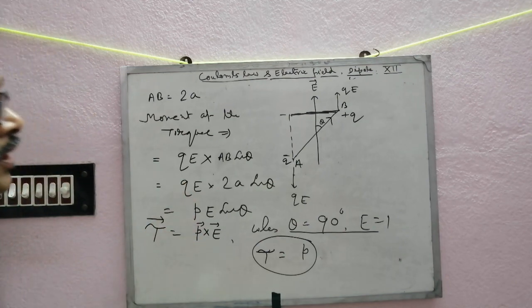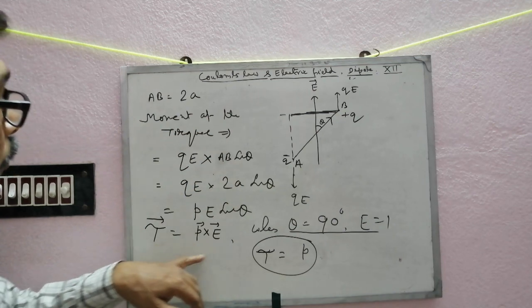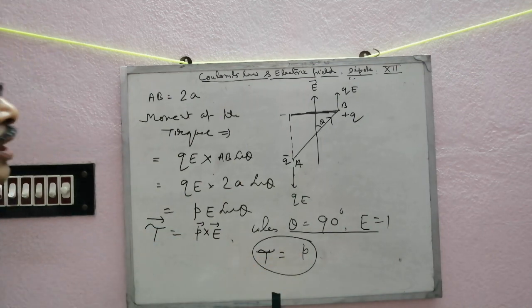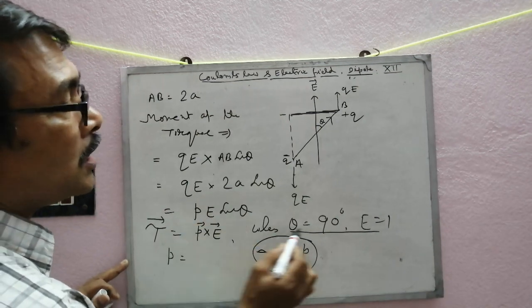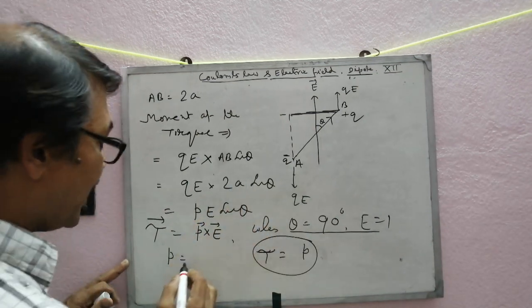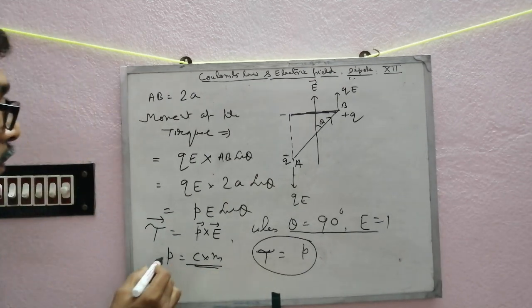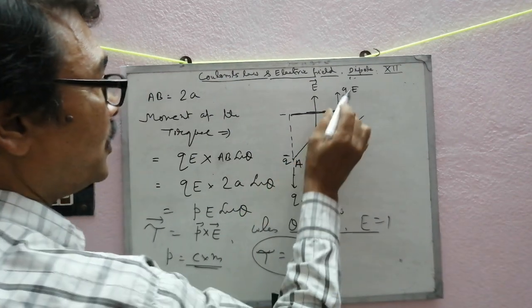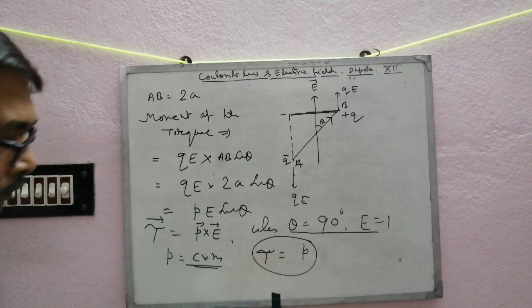From here this type of question may be set: find the electric dipole moment, that is torque, and what is dipole moment. Okay, the unit of P is charge coulomb into meter, coulomb meter. It is a vector quantity. As I discussed at first, the direction is from negative charge to positive charge. Okay.